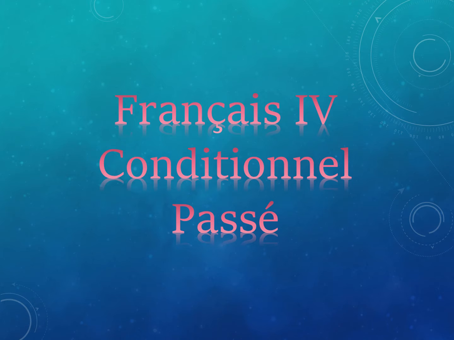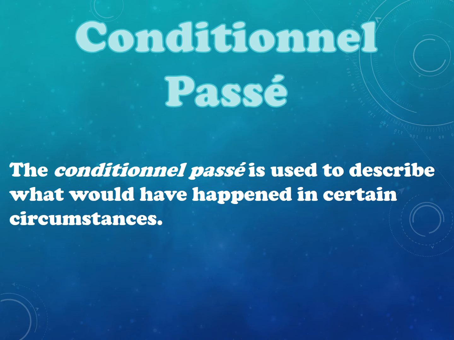So we are going to learn another compound tense called the conditionnel passé. The conditionnel passé is used to describe what would have happened in certain circumstances. So we often use these as part of if sentences. If a certain thing had been the case, then I would have done this, right? If I had the time, I would have gone somewhere, for example.